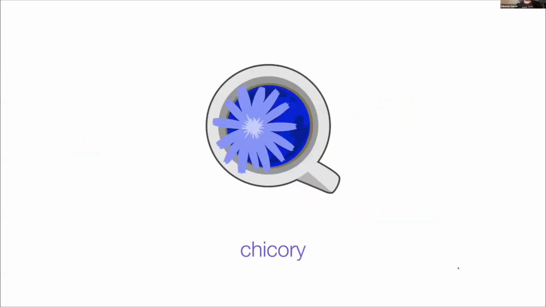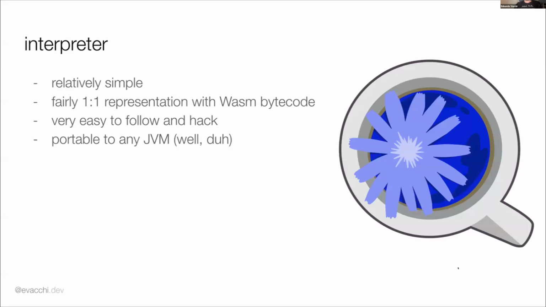Now let's talk about Chicory. So the interpreter for Chicory is relatively simple. It's actually fairly one-to-one with Wasm bytecode. The goal was to be very readable, and it is very readable. It's very easy to follow and to hack. It's a code base that's really easy to play with, even if you're not especially familiar with interpreters or with Wasm. And obviously, it's portable to any JVM or Java runtime.